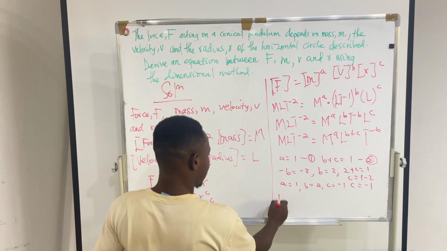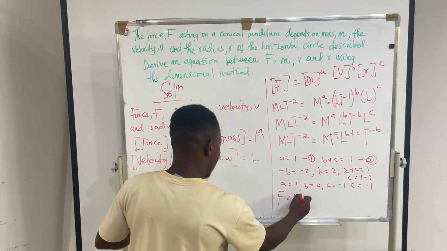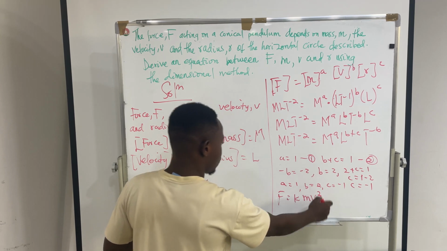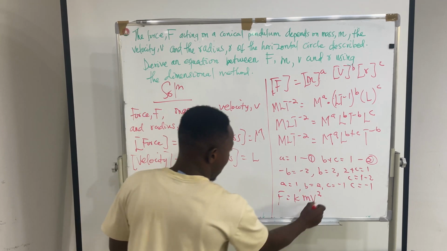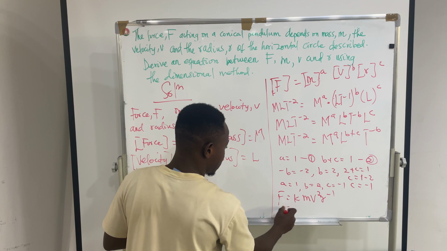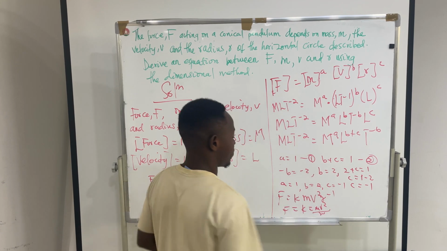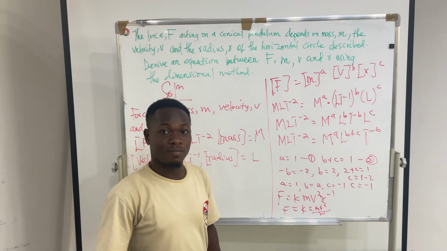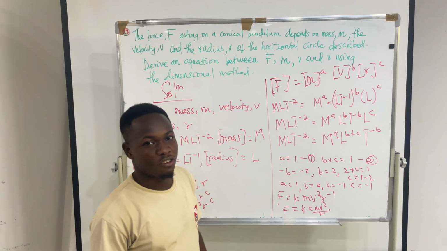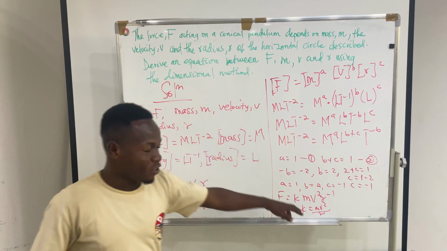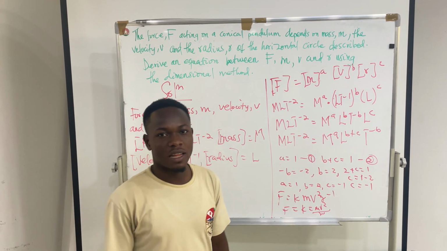So F now equals k m to the power 1, v to the power 2, and r to the power negative 1. Another way of writing this is F equals k m v squared over r. So the actual relationship is this, and what helps us arrive at this correct relationship is dimensional analysis.